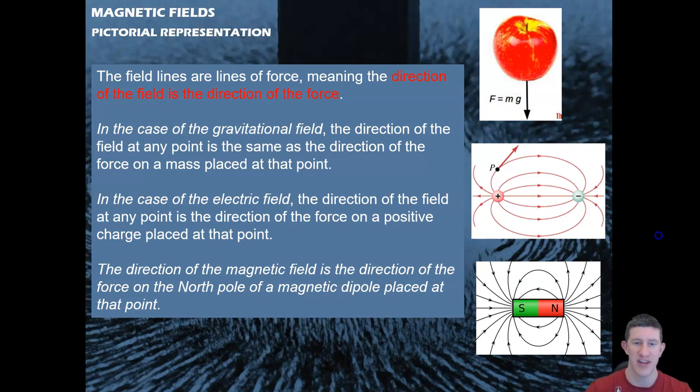Then when we go to the electric case, we take an electric field. Those field lines are the direction of the force on a charge placed at that point. In the magnetic field case, it's the direction of the force on the north pole of a magnetic dipole that's placed at that point. So all three cases have this strong similarity: it's the direction of the force on an object. In the gravitational case, it's a mass. In the electric case, it's a charge. And in the magnetic case, it's the north pole of a magnetic dipole.